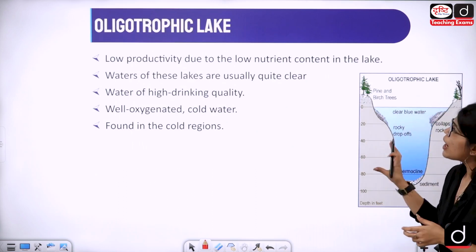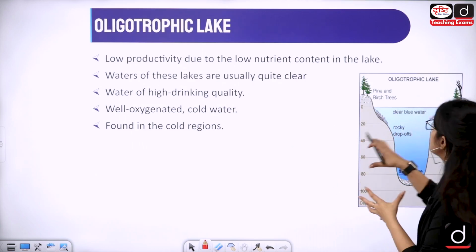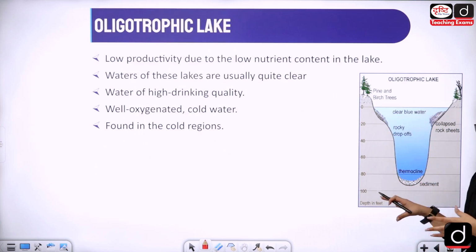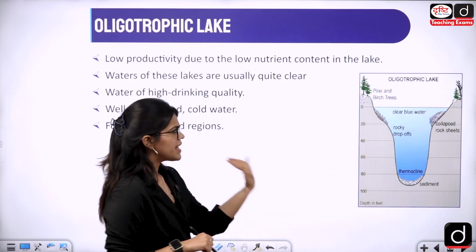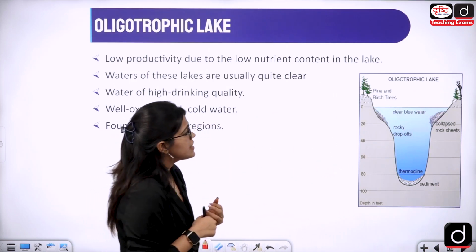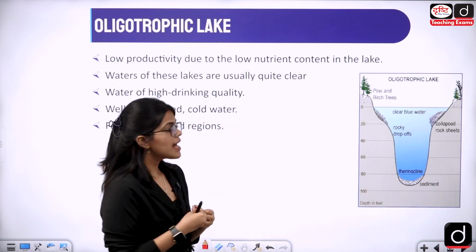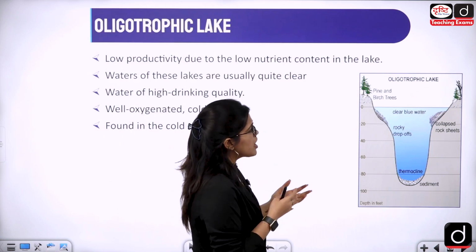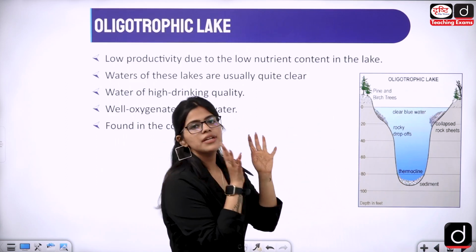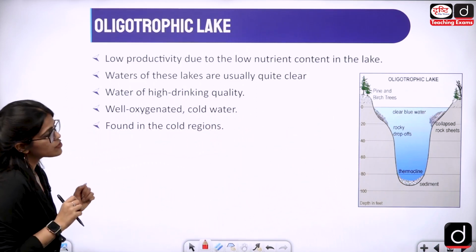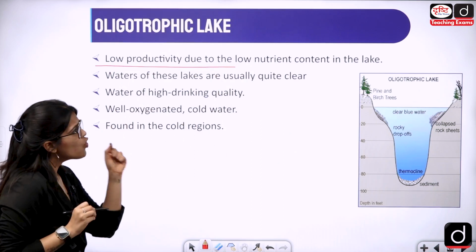So let us talk about the oligotrophic lake first. The picture in front of you will help you understand the oligotrophic lake in greater detail. First of all, you see very clear blue water. You see the rocks are less, the sediments are less. In fact, the rock sheets are less and there is not much flora and fauna growing inside the water bed, and there is clear water seen here. This type of lake is called an oligotrophic lake, where there is low productivity due to low nutrient content in the water.